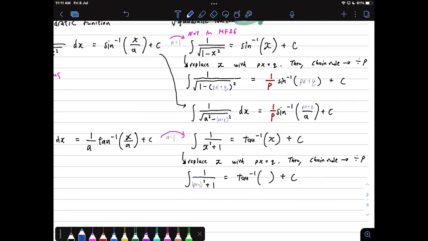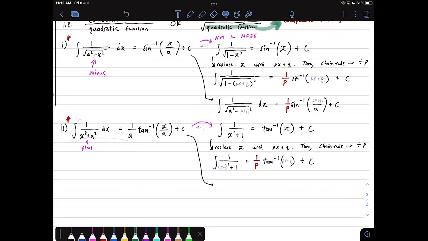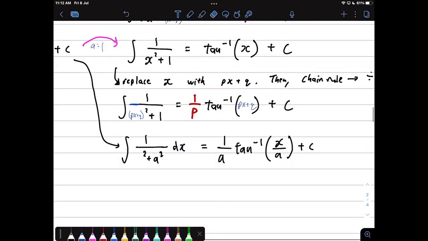Draw the line longer a bit. Px plus q. What else? Have to divide by p. Exactly. Okay, good. Then what else? There's a third formula, which is exactly the same formula that is in the formula list, but I don't like it because it's a little bit annoying with the a.